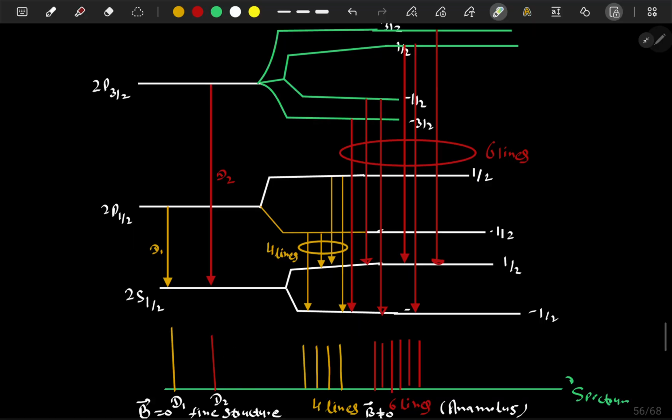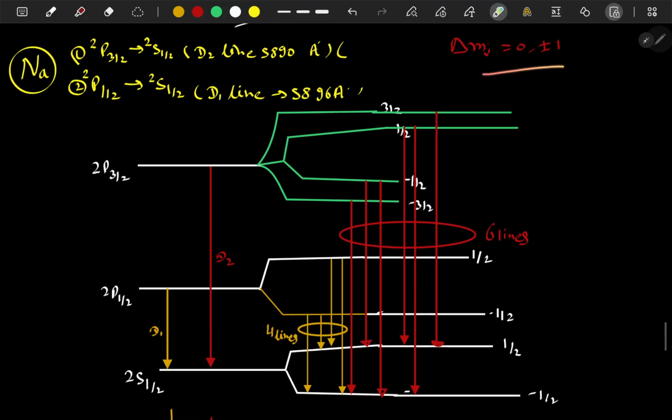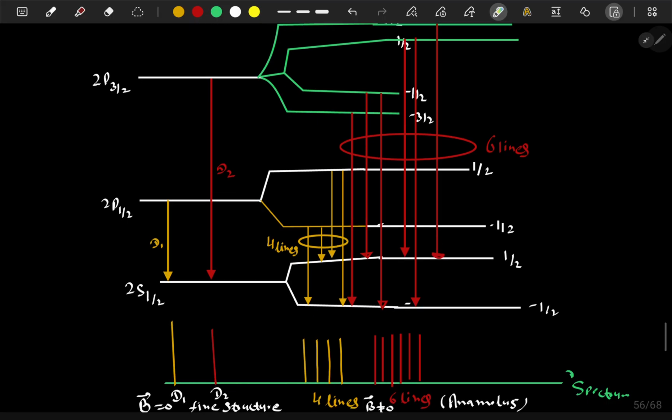Now check how many transitions are possible. So check this. What is delta mJ? 0 and plus minus 1. So let's check. From here to here possible? Minus 1/2 to minus 1/2, 0. Yes, possible. From here to here possible? Minus 1/2 to plus 1/2, 1, possible. Now from here to here possible? 1/2 to minus 1/2, that is 1, possible.